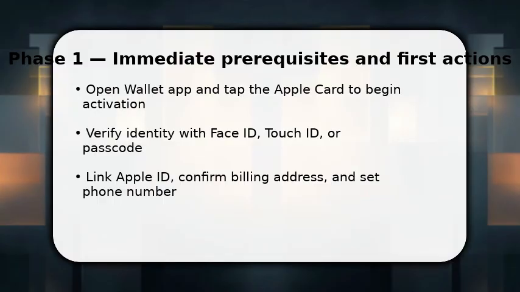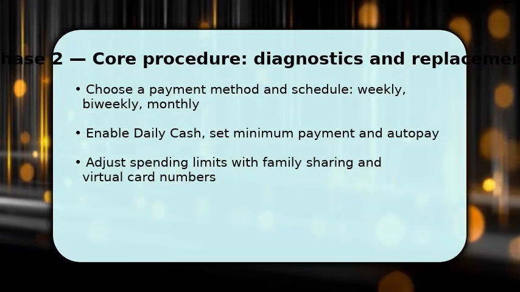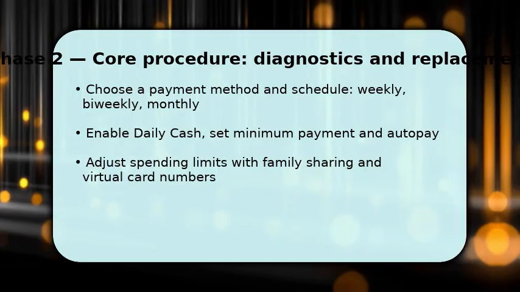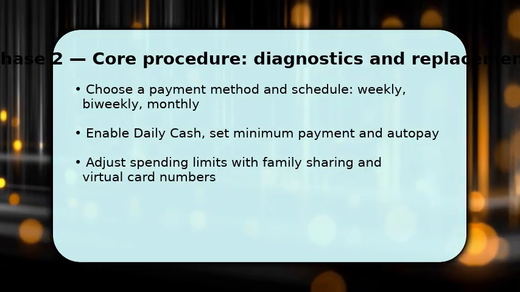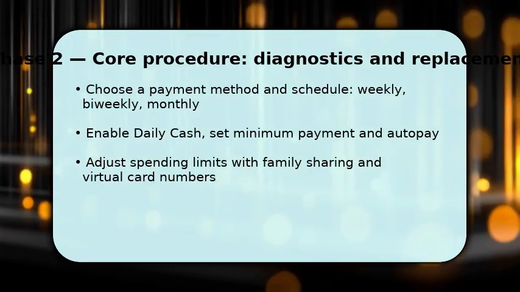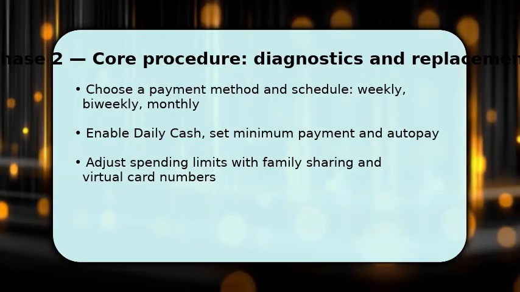Now set up payments. Pick a bank account, then choose a schedule, weekly, biweekly, or monthly, because payment cadence controls interest accrual and cash flow. Enable daily cash to receive instant cashback on purchases. This boosts value if you use Apple services. Set a realistic minimum payment and turn on autopay to avoid late fees.